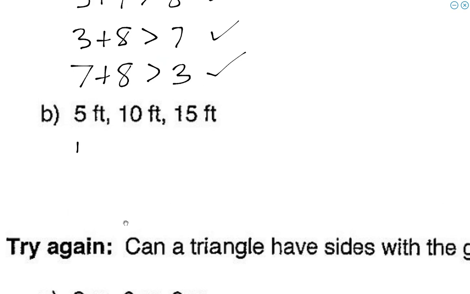Let's look at this one. We have 5 plus 10 is not greater than 15. It's equal to. So no good. We can stop right there. We don't want it to be equal to. We want it to be greater than.